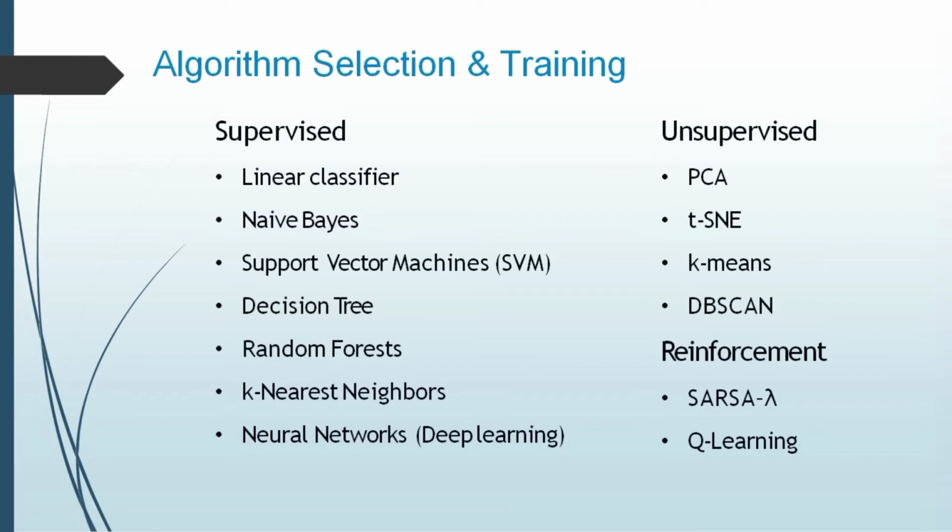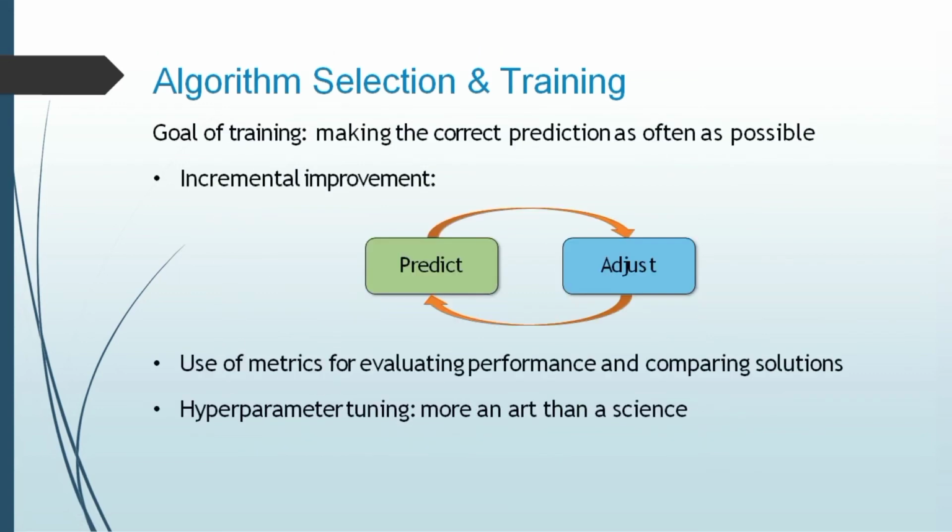There are supervised and unsupervised algorithms. In supervised there are multiple types such as linear classifier, naive Bayes classifier, support vector machine, decision tree, random forest, KNN, and neural network. Whereas in unsupervised there are different clustering algorithms, PCA, K-means clustering, hierarchical clustering, and DBSCAN. And there is one more type, reinforcement learning based algorithms, in which Q-learning and other algorithms come into the picture. So this is the step where we select the proper algorithm and train on the data set.